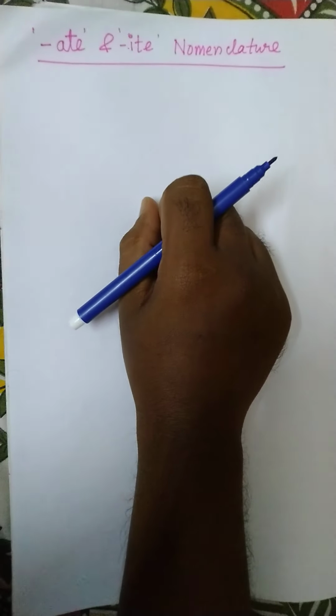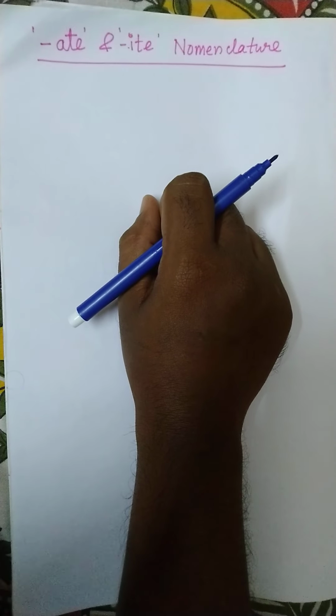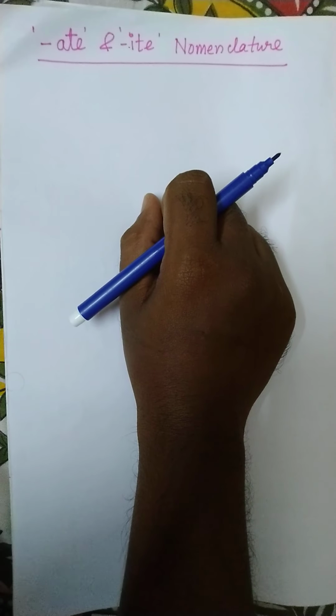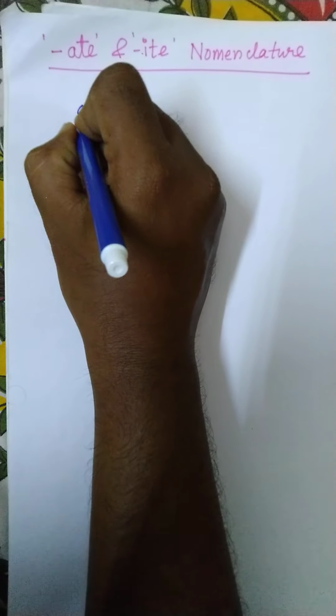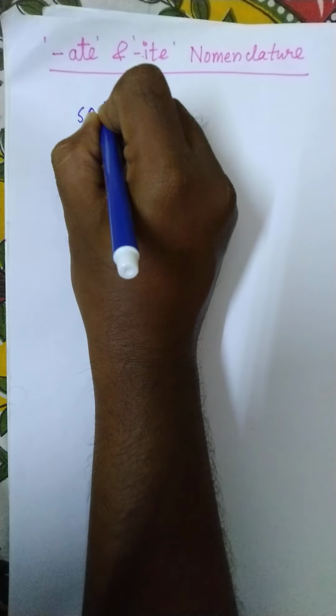Today in this video we will discuss the -ate and -ite nomenclature. Okay, let us take an example first. Say for example, SO4 2 minus.